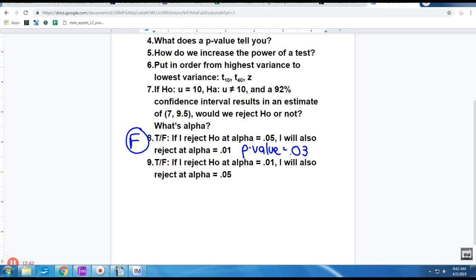But the other way around, which I think is what you were trying to answer, if alpha is 0.01 and I reject it, what do I know about my p-value? It's lower than 0.01. If it's lower than 0.01, is it going to be lower than 0.05? Yeah. Anything lower than 0.01 is also lower than 0.05, right?